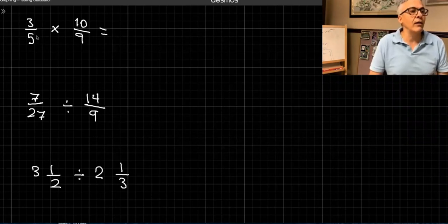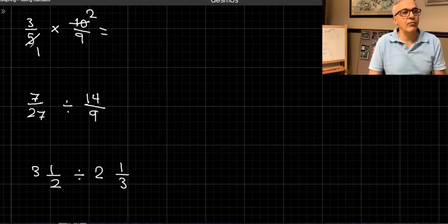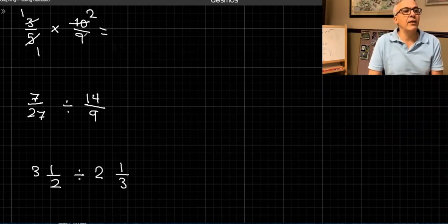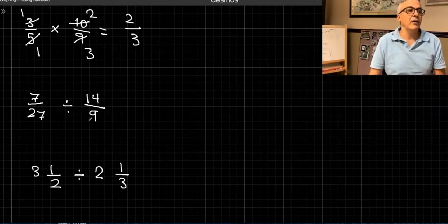So here, definitely, I could see 5 goes into itself once, and it goes into 10 twice. Now, how about here? I could see that 3 goes into itself once, and 3 goes into 9 3 times. And now we cannot reduce any further, so we just multiply tops together. 1 times 2, we get 2. And 1 times 3, we get 3.